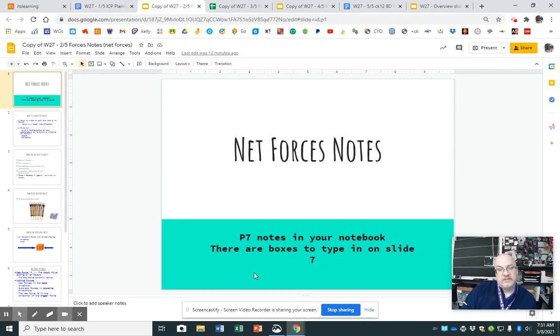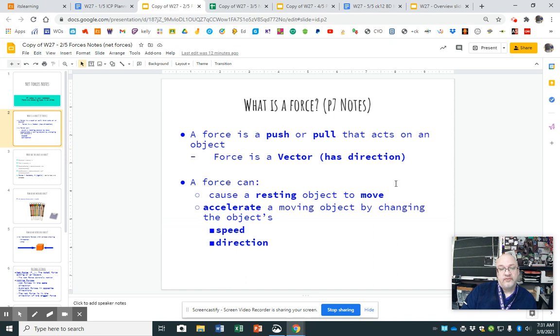So Net Forces, it says you're going to put these in your notebook, copy at least what's blue, and there are boxes to type on this slide and slide 7, so you need to do that before you turn it in. So forces are pushes or pulls, and a force has a direction. So it's a vector.